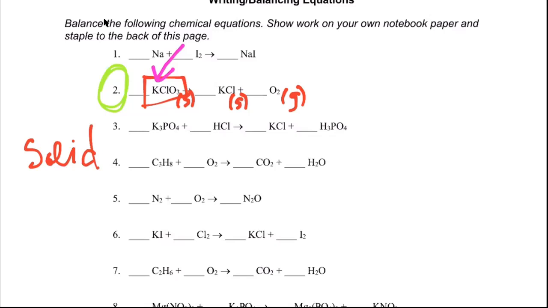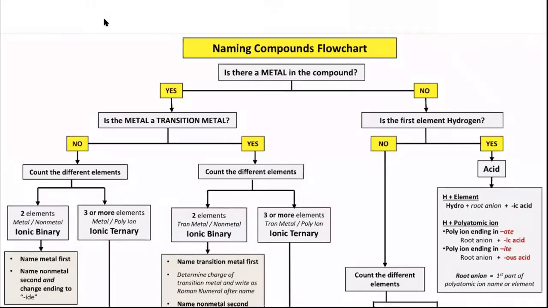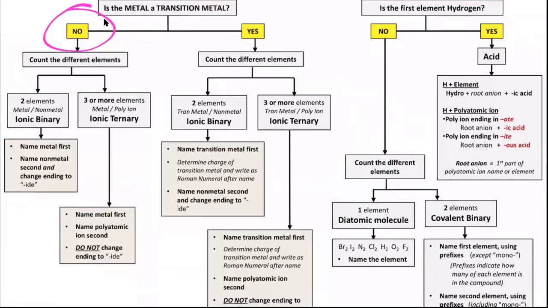Because if I go to my flow chart, we said, is there a metal? Yes. Is it a transition metal? No. Potassium, if you look on your periodic table, it's not a transition metal. And then it says count the different elements. We had 3 or more because we have potassium, and then we have a chlorine, and then we have 3 oxygens. So that means it's going to be the name of the metal first, and then the name of the polyatomic ion. And since it's a polyatomic ion, we do not change the ending to IDE.